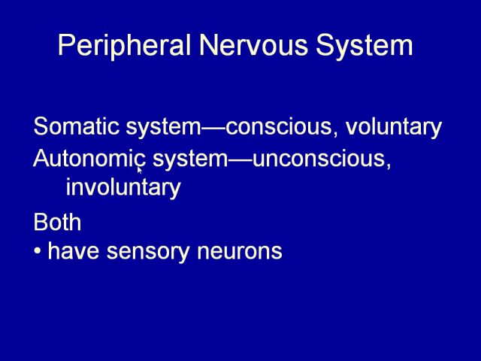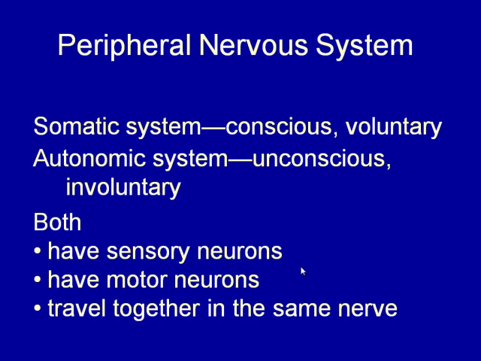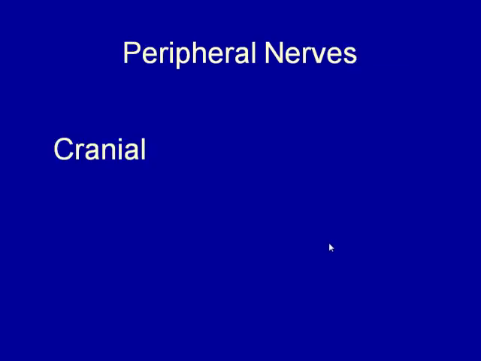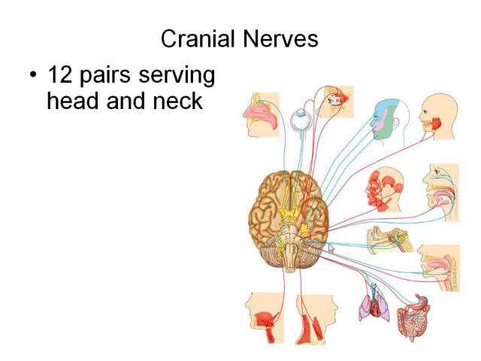Both autonomic and somatic systems have sensory neurons, they have motor neurons, and they will travel together in the same nerve. Peripheral nerves can be divided into the cranial nerves, the ones that come directly off the brain, and the spinal nerves, the ones that come directly off the spinal cord. There are 12 pairs of cranial nerves, and for the most part they go to muscles and organs in the head and neck region, serving the facial muscles, the tongue, the taste buds, the eye, hearing for the ear, those kinds of things.